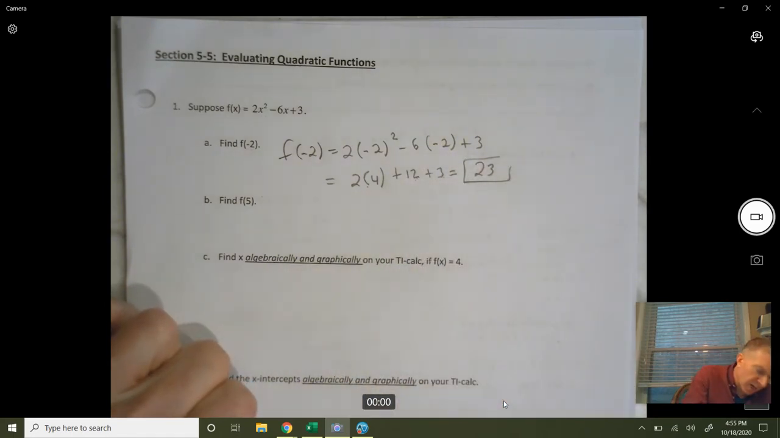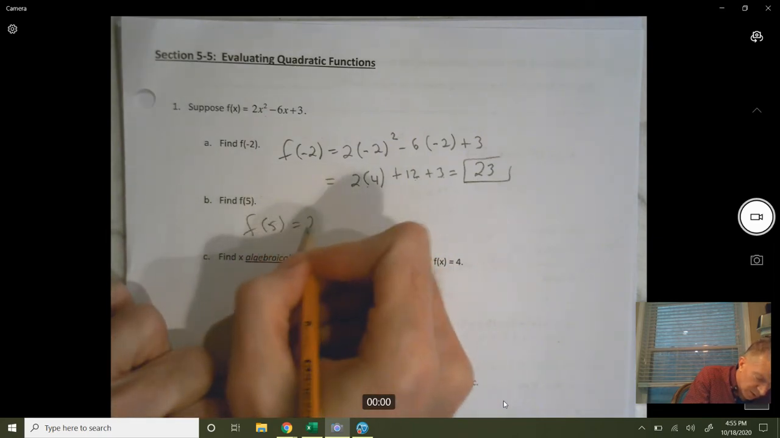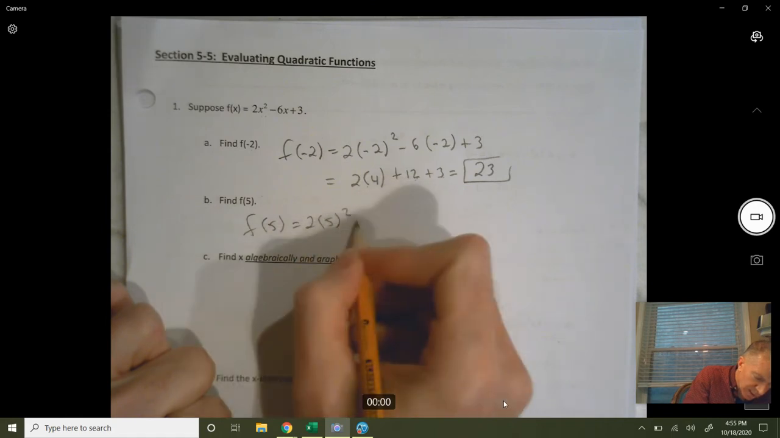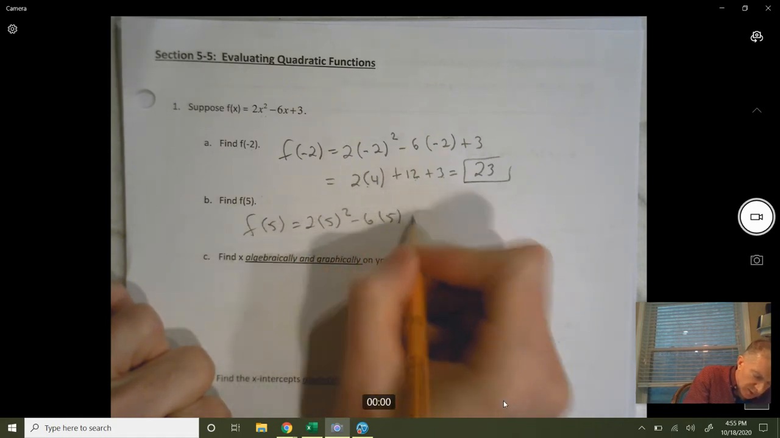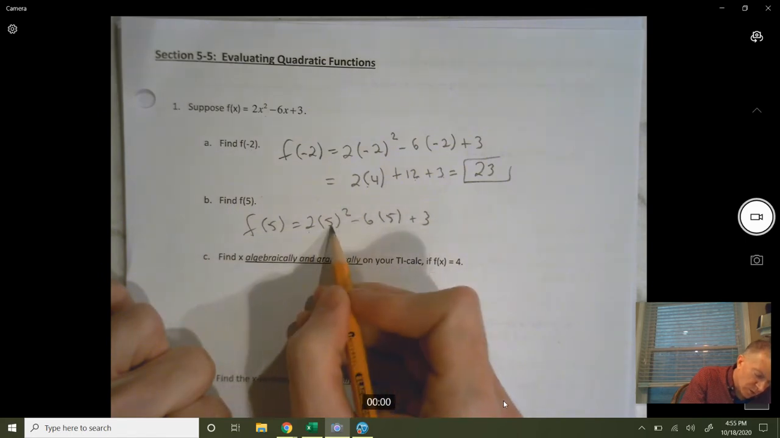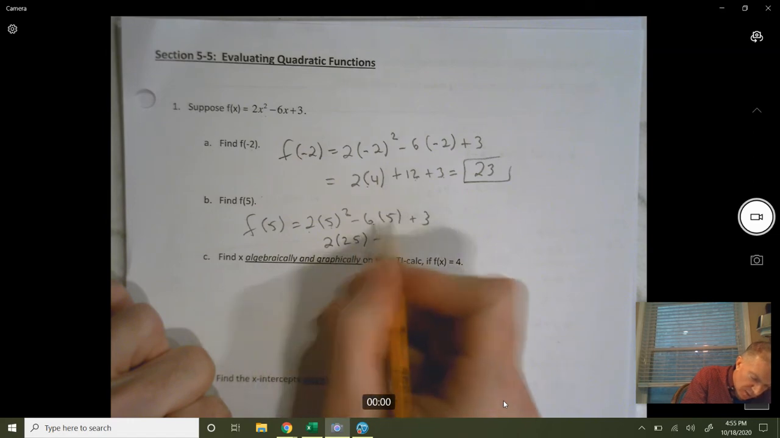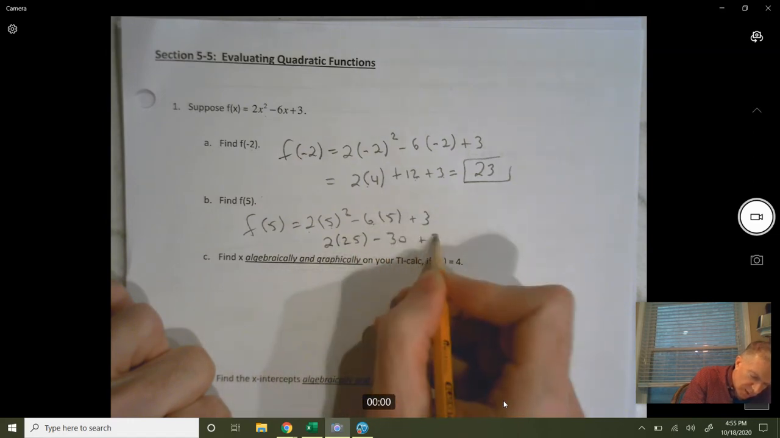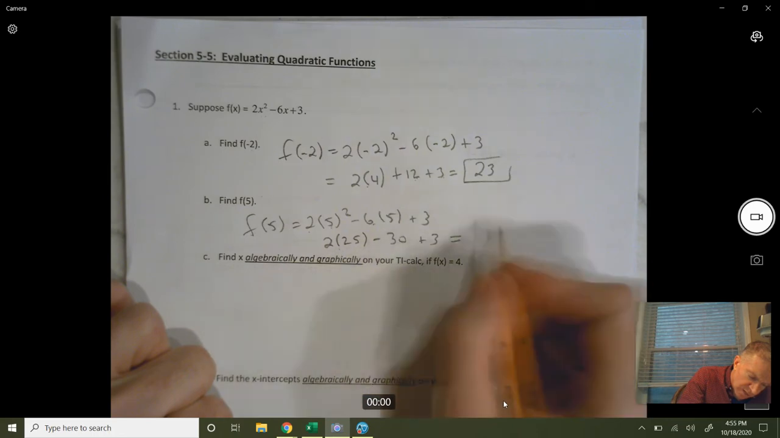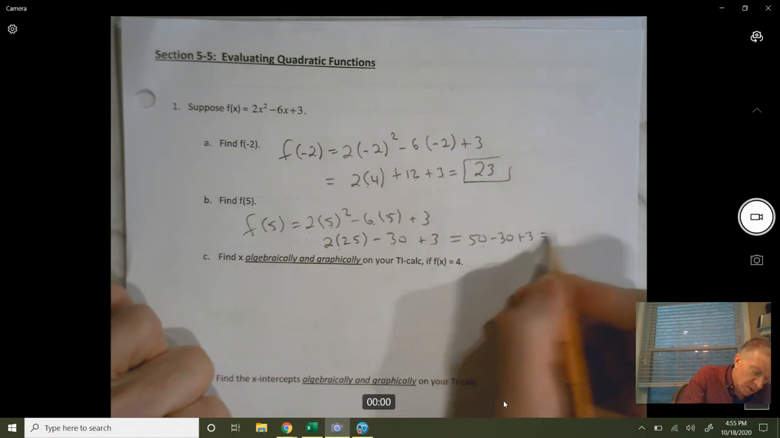Find f of 5. f of 5 equals 2 times 5 squared minus 6 times 5 plus 3. So 5 squared is 25, so 2 times 25 minus 30 plus 3. 50 minus 30 is 20, plus 3, 23. What do you know? We get the same thing.